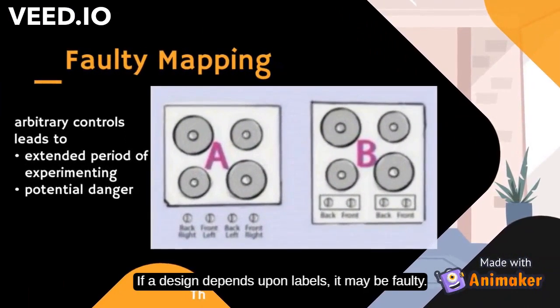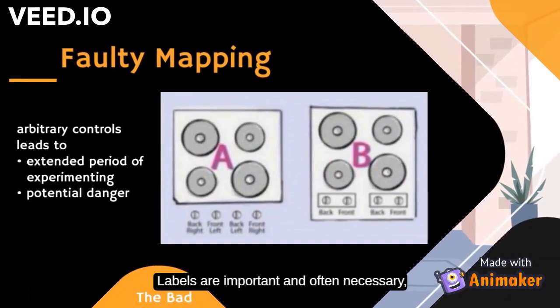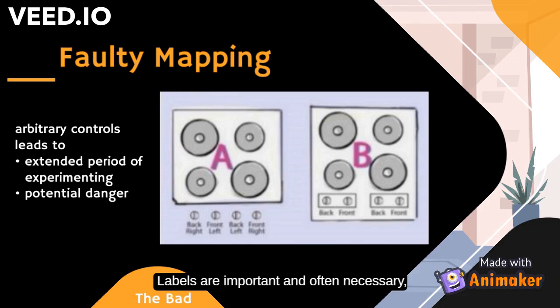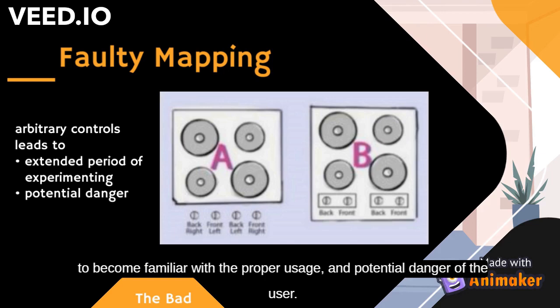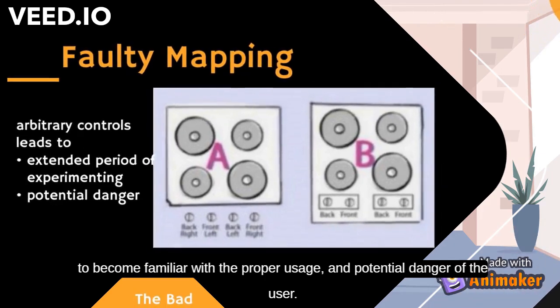If a design depends upon labels, it may be faulty. Labels are important and often necessary, but the appropriate use of natural mapping can minimize the need for them. In the following case, the arrangement of stop controls is arbitrary, which is visually frustrating to the inexperienced user, leading to a period of experimenting with the controls to become familiar with their proper uses and potential danger.